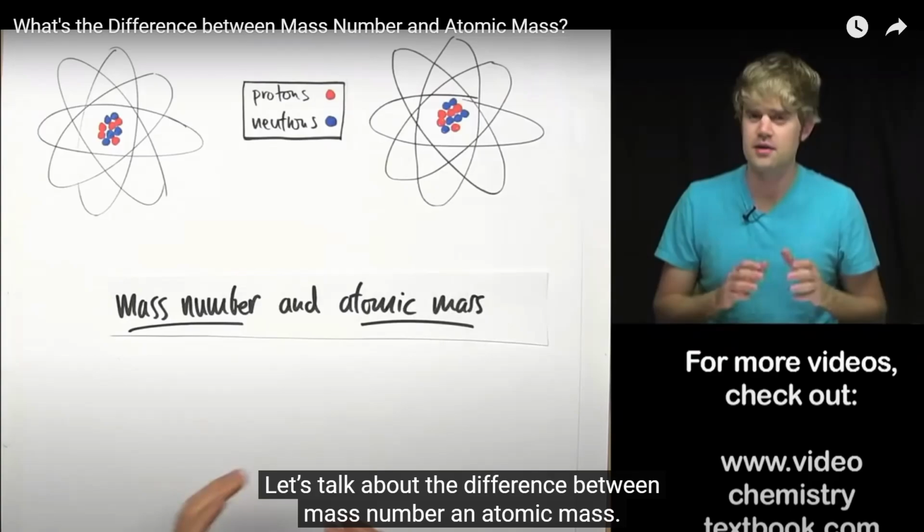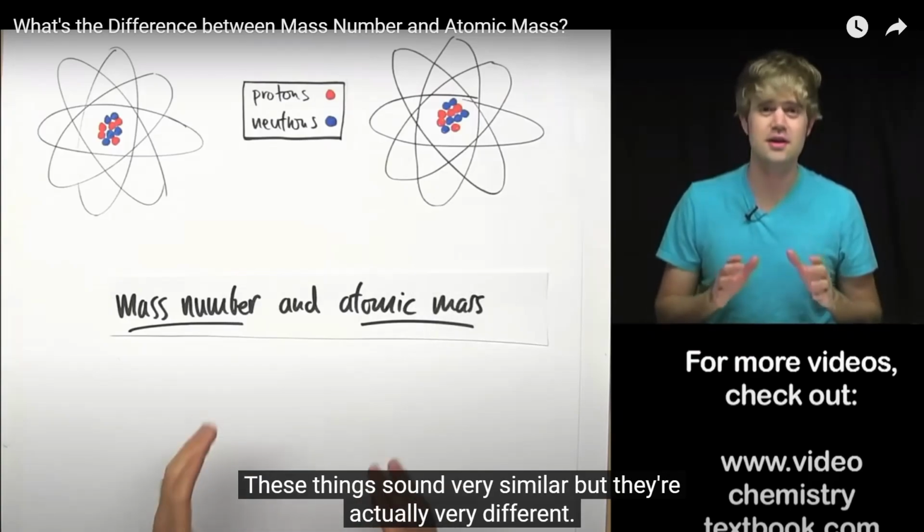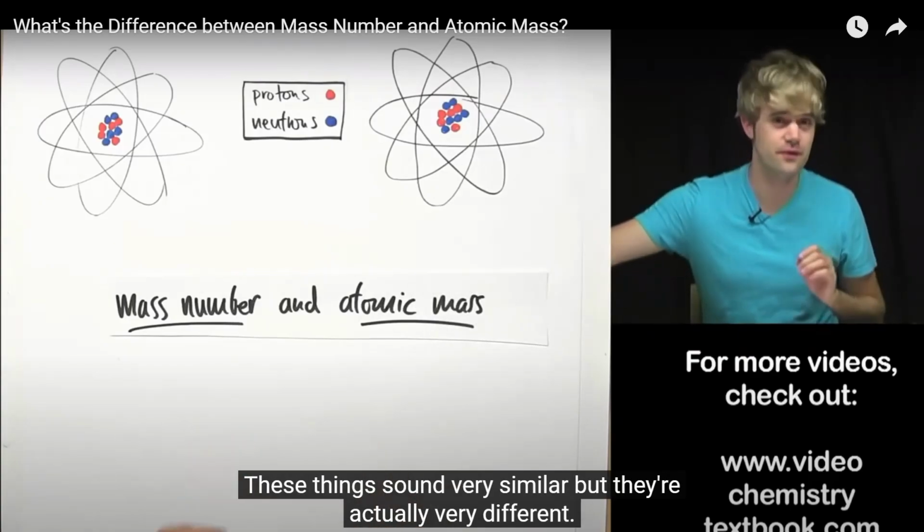That's annoying, isn't it? We have two things called mass number and atomic mass. They sound the same. They are not the same. And many students confuse them, and I don't want you to confuse them, okay? These things sound very similar, but they're actually very different.